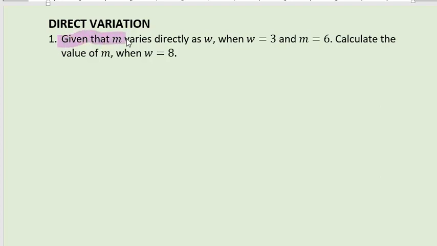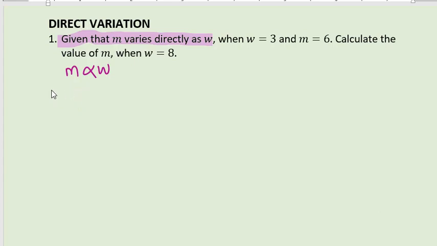Okay, given that m varies directly as w, so this is the first thing you want to fix, and then you come to this part of it before we figure out the final answer. So for variation, this is the step required. The first thing to do is to connect the variables involved. So m varies directly as w, so that's it. That's the first thing you should do, connect them. So m is varying directly as w.